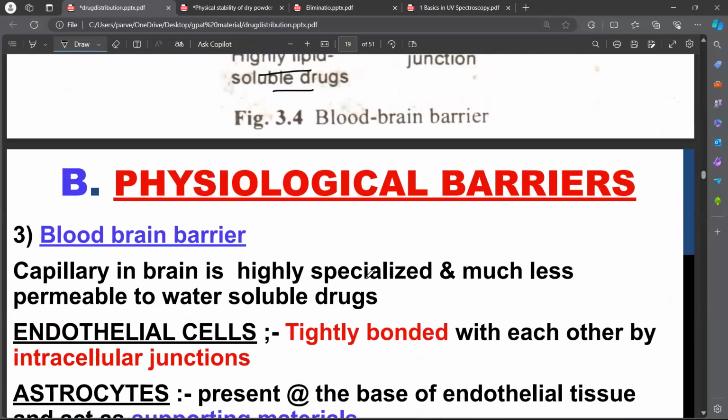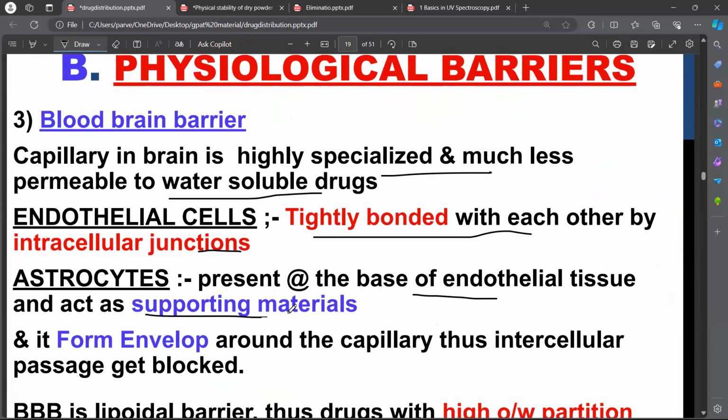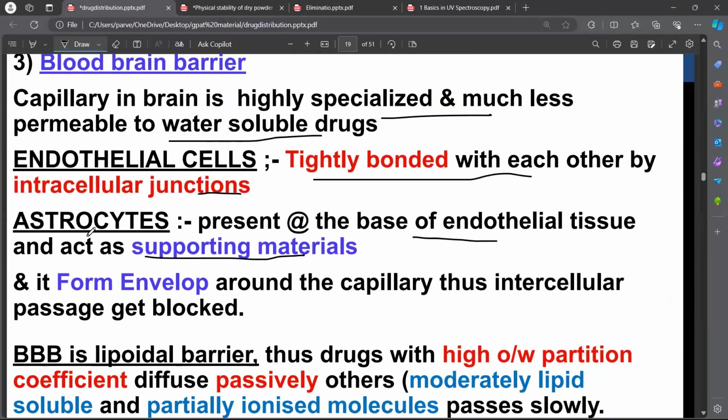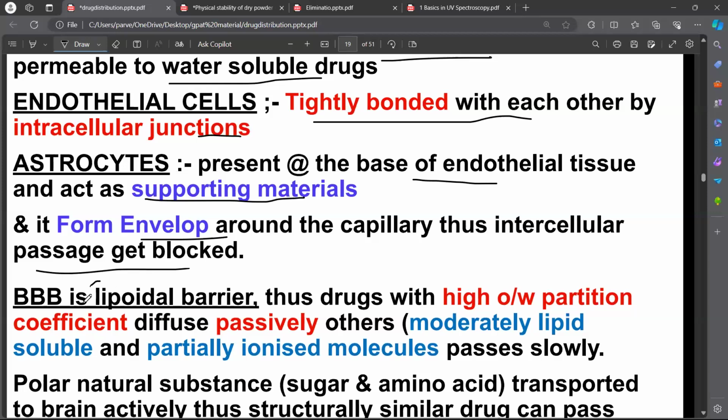Capillaries in the brain are highly specialized and much less permeable to water-soluble drugs because the endothelial cells are tightly bonded with each other by intercellular junctions. As I mentioned, it consists of astrocytes present at the base of the endothelial cells, acting as supporting material. All the astrocytes form an envelope around the capillary, so intercellular passages get blocked. Paracellular transport does not occur in the blood-brain barrier, and basically it is a totally lipoidal barrier.